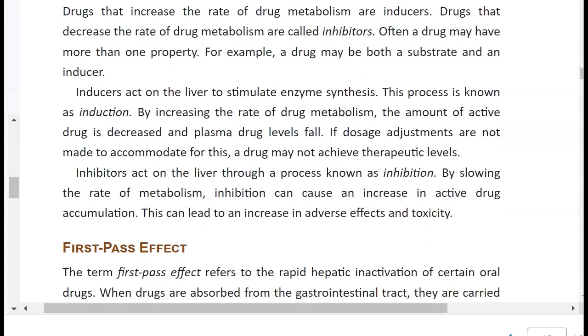So by slowing the rate of metabolism, inhibition can cause an increase in the active drug accumulation. Again, this is kind of the bully standing and slowing people down and not letting anything be as efficient. That allows the drug to accumulate, which can be good. Sometimes we purposely give inhibitors, but it has the potential to be very bad, because if you turn inhibition on and you start to accumulate, that can often lead to toxicity.